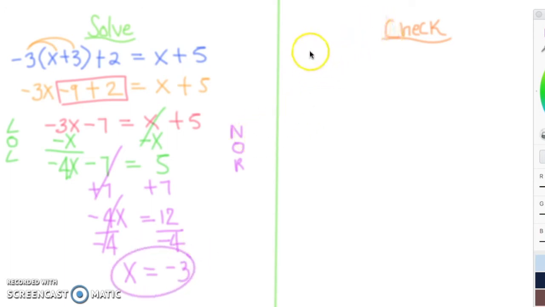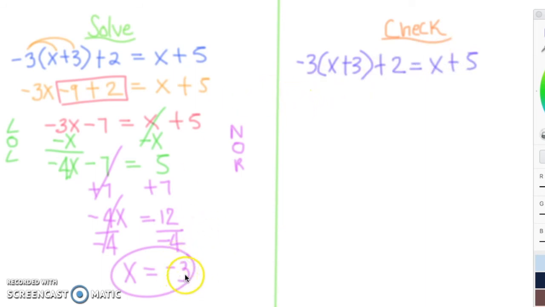Now the final step is for us to check. Okay, we always want to check. All right, so I'm going to write the original problem down. -3(x + 3) + 2 is equal to x + 5.